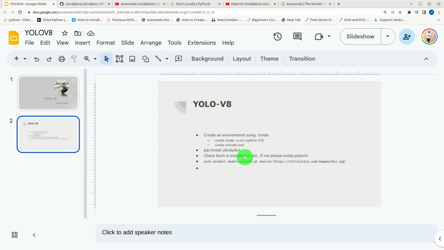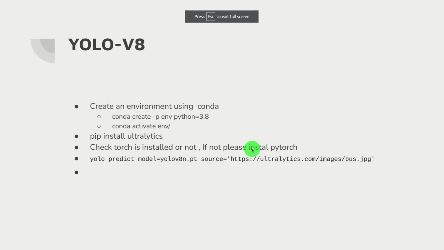Once that is done, we can run the command pip install ultralytics. Let me make it slideshow. So we install with pip install ultralytics. This may take some time. By default, this will install PyTorch and all the dependent components.